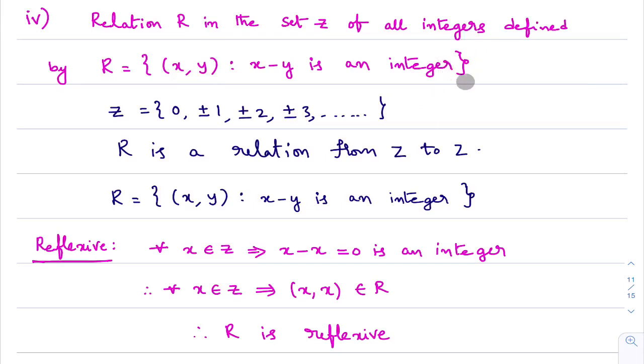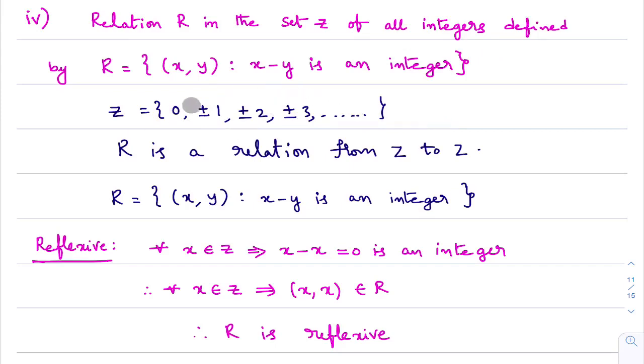So as we discussed in last class, 3 steps are always common in every problem. First, this relation is on which set? Z. So I have written Z. What is Z? Set of all integers. You know what are integers? 0, plus or minus 1, plus or minus 2, and so on. This is an infinite set.